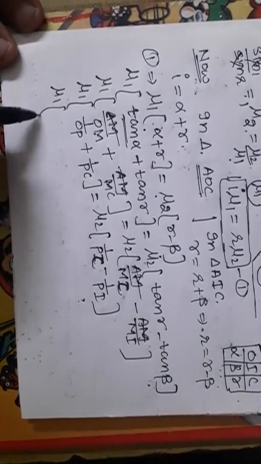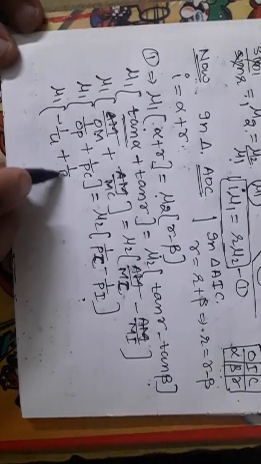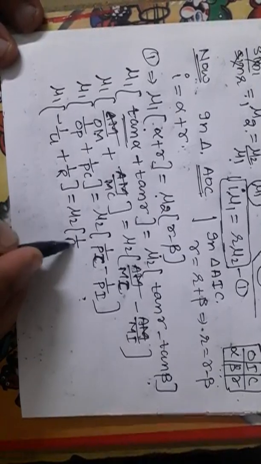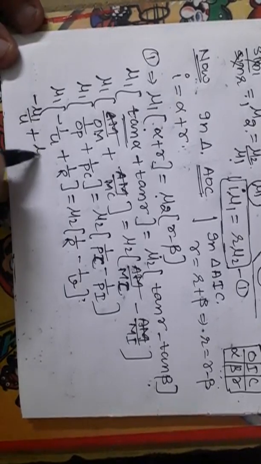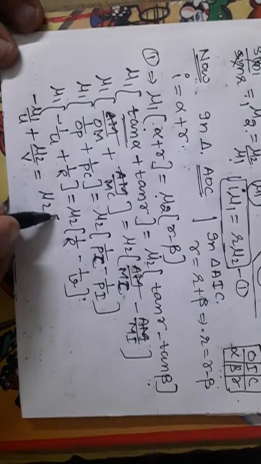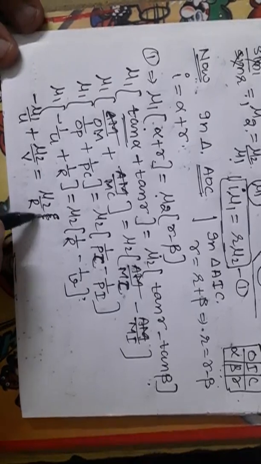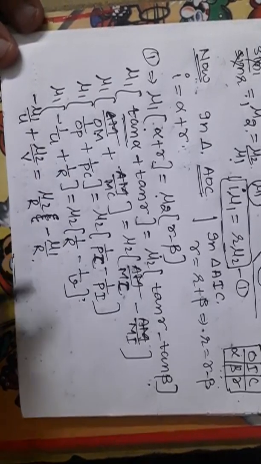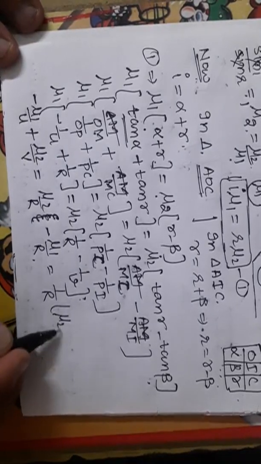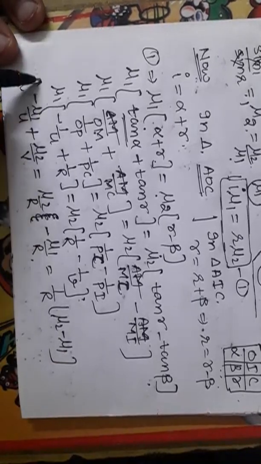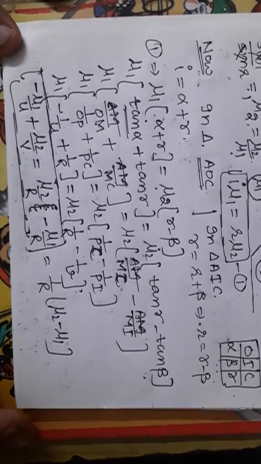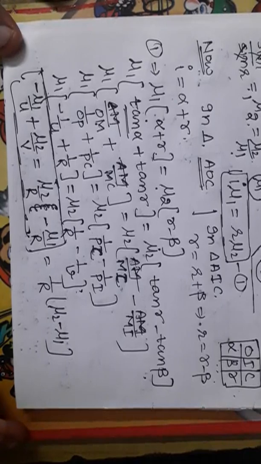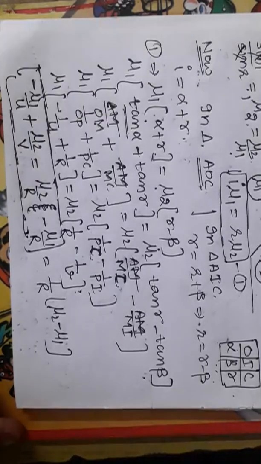So this equation becomes minus mu 1 by u plus mu 2 by v is equal to mu 2 by R common, minus mu 1 by R, or you can take 1 by R common, it is mu 2 minus mu 1. So this equation was my field of interest, and this is the answer. So it means when the object is in rare medium and the image is real, in that case the answer will be minus mu 1 by u plus mu 2 by v equal to this.